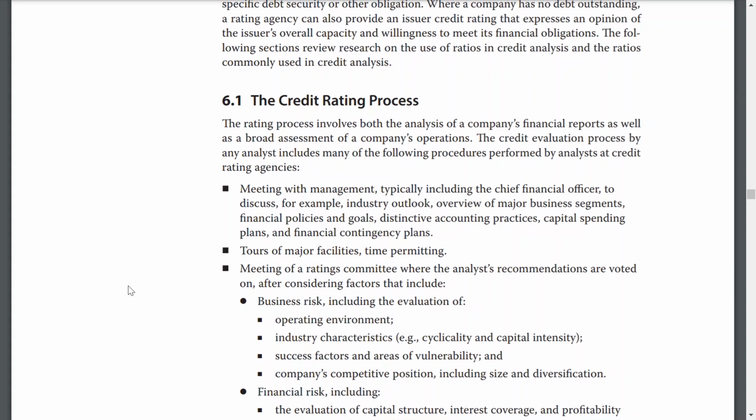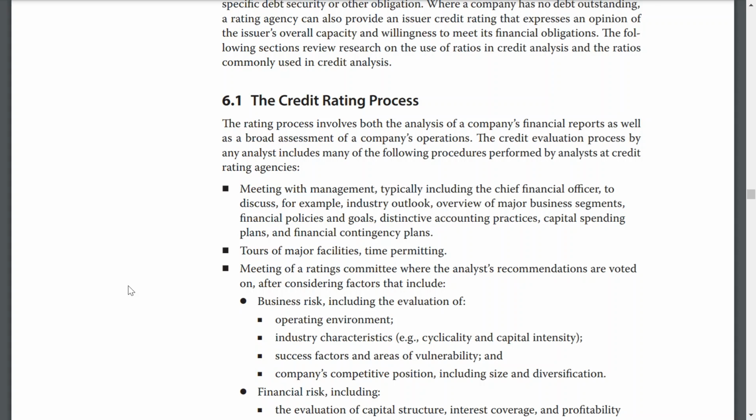The credit rating process. The rating process involves both analysis of a company's financial reports as well as a broad assessment of the company's operations. The credit evaluation process by any analyst includes many of the following procedures performed by credit rating agencies.